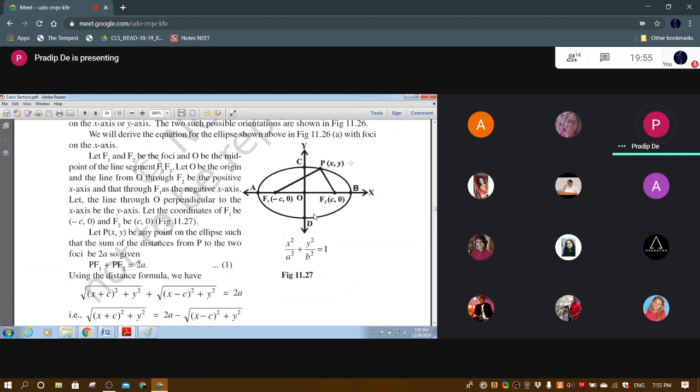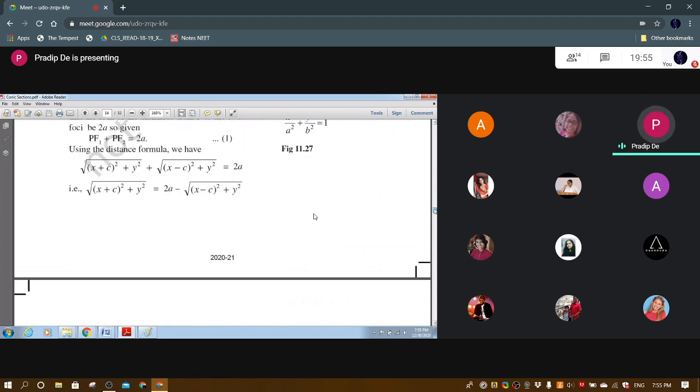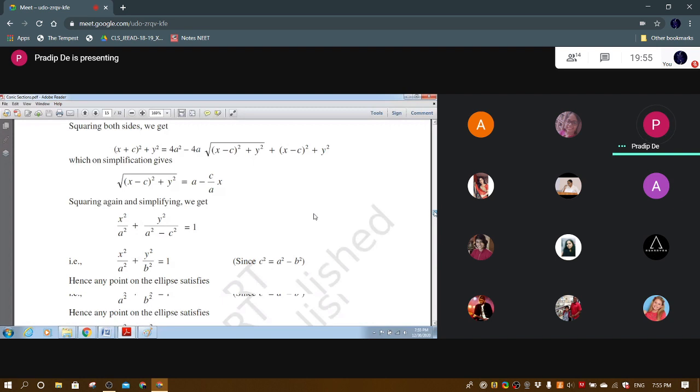So PF1 plus PF2 should also be 2a. We have seen that the sum of the two focal distances is always equal to 2a. So PF1 plus PF2 is equal to 2a, and we start with that equation. Then if you take one root on the other side and square both sides, remove the radical sign, at the end you will get this equation: x square upon a square plus y square upon a square minus c square is equal to 1. And because a square minus c square is equal to b square, that is because c square is equal to a square minus b square, we get the equation. Now some properties of this ellipse.